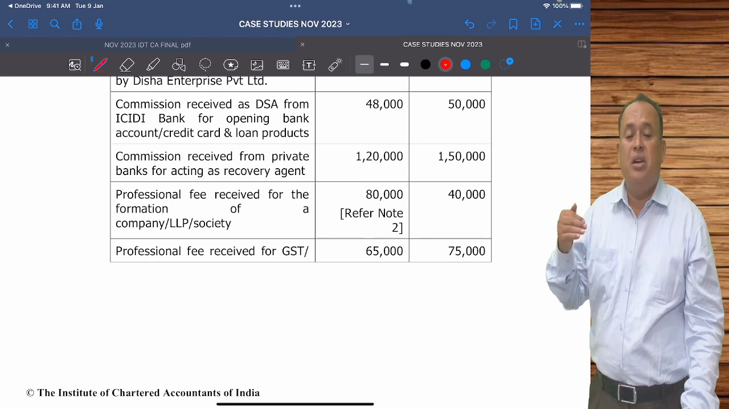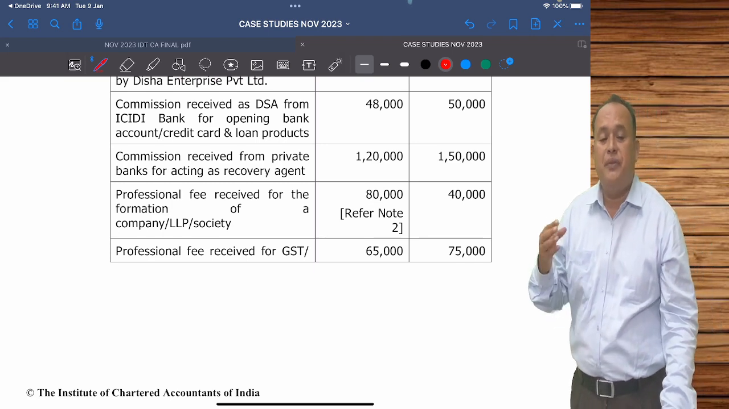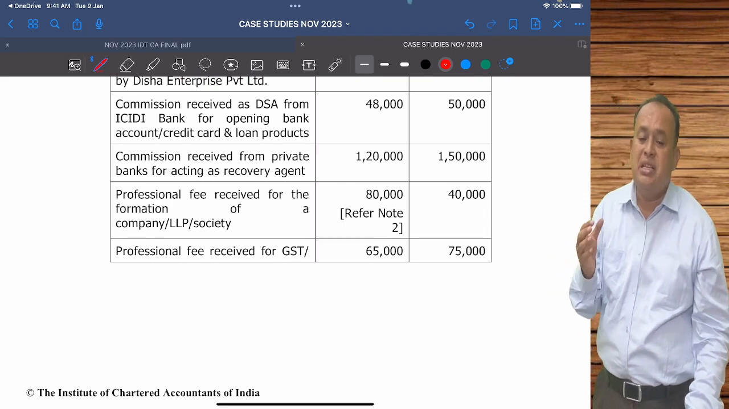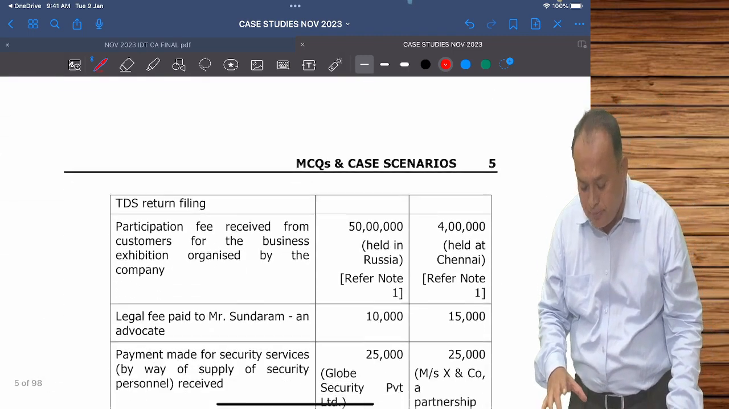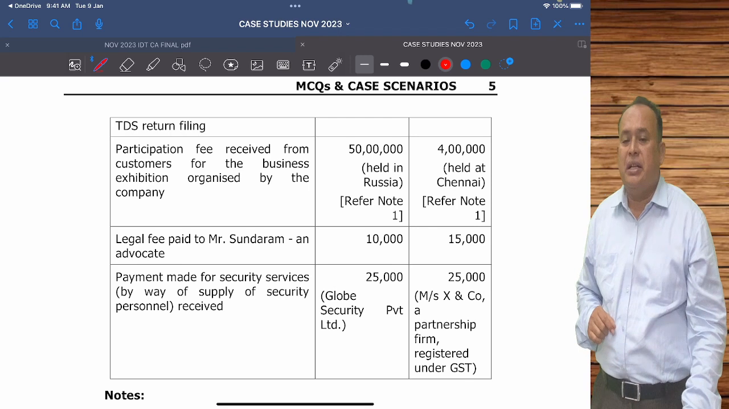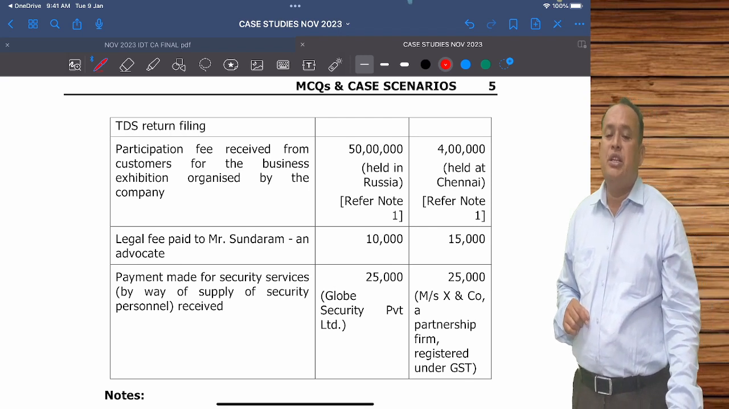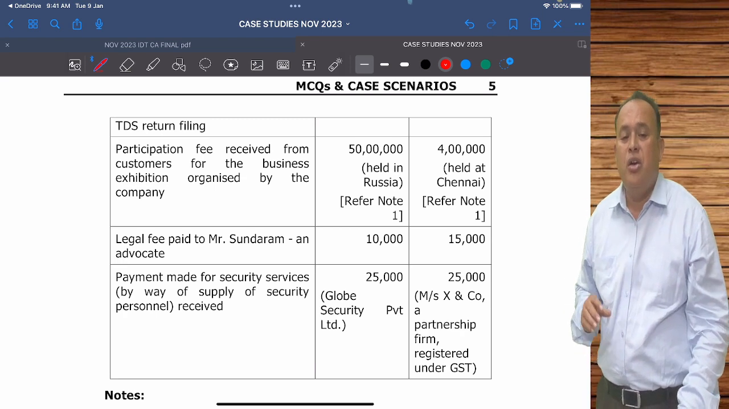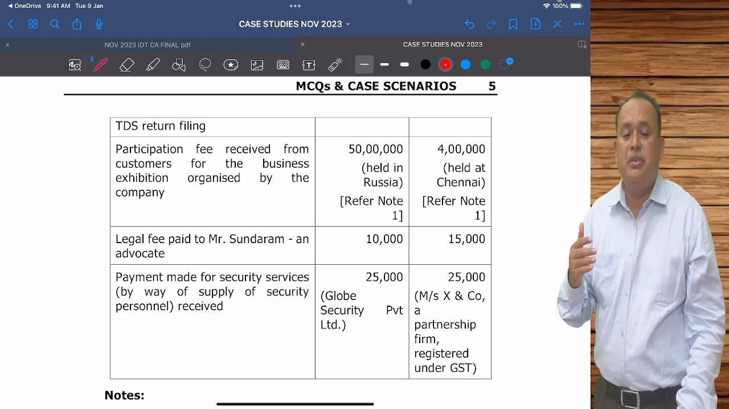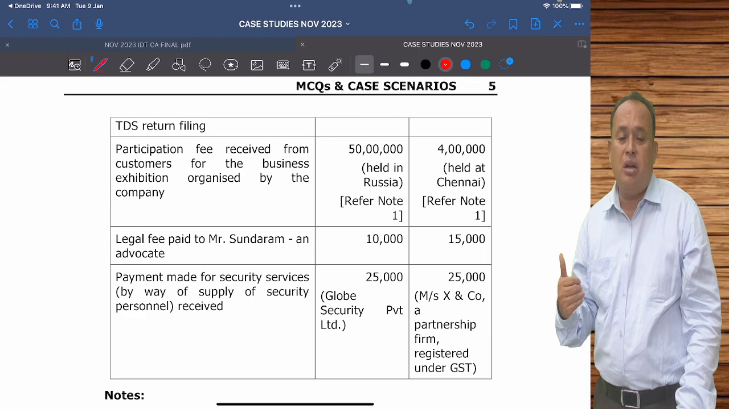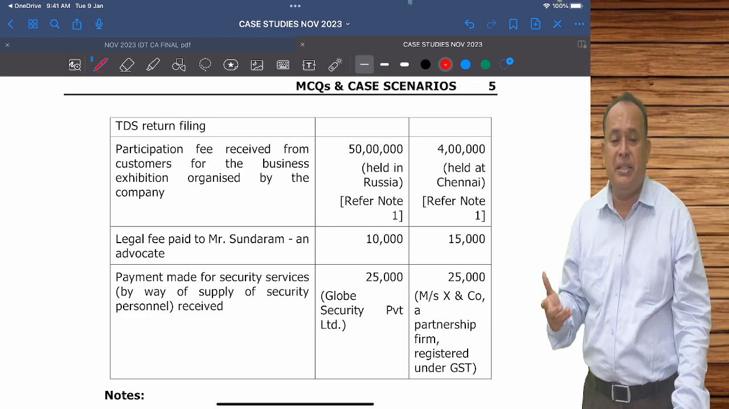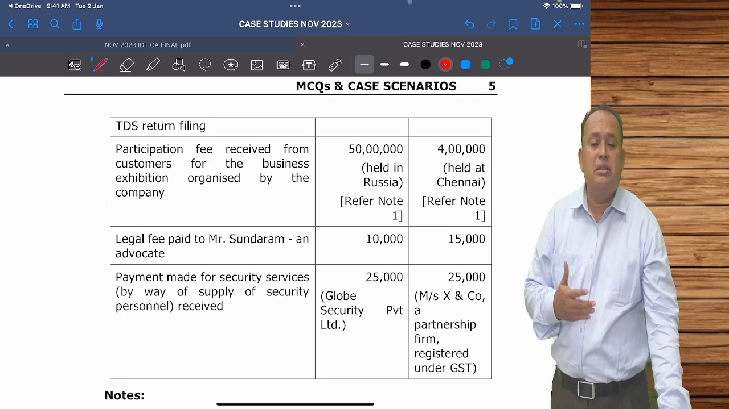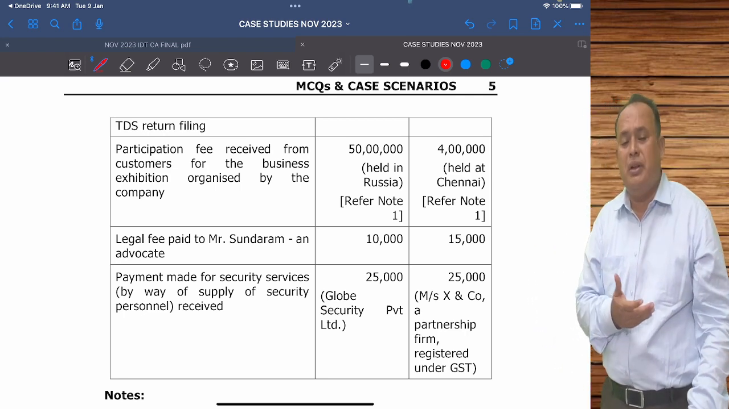Also, they have given this for the Kolkata office. Refer the note number 2. We will refer to that. Professional fee received for GST, 65,000 and 75,000. Further, participation fee received from customers for the business exhibition organized by the company, 50 lakhs and 4 lakhs, which in the case of the Kolkata office was held in Russia, and in the case of the Mumbai office was held at Chennai. Refer the note number 1. We will refer to that note.